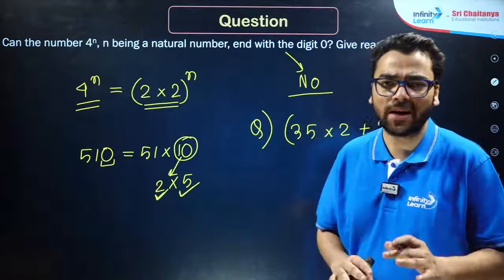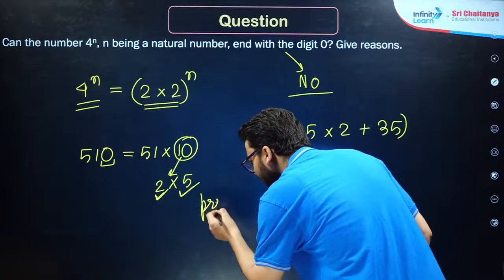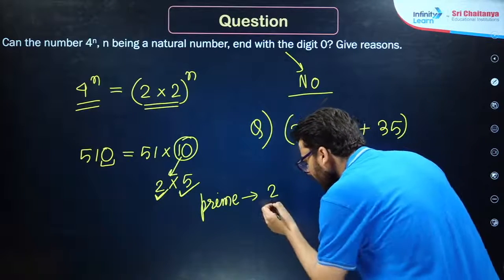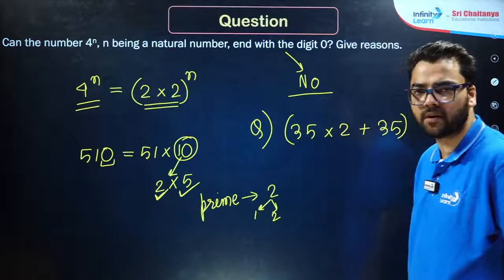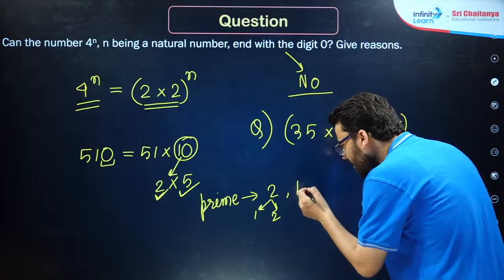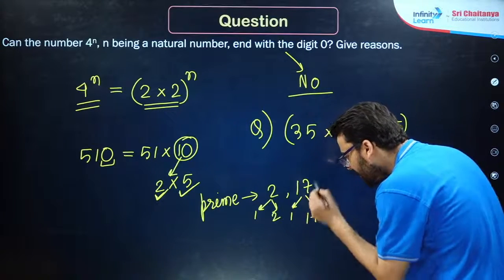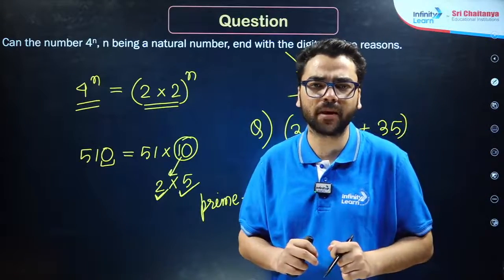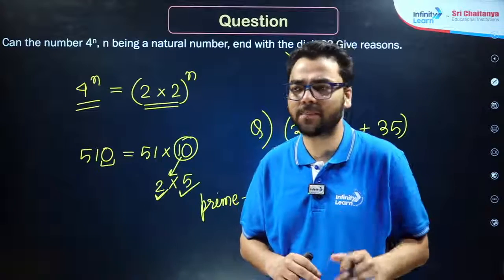Prime number means a number having only 2 factors. For example, I'll write over here, 2 is a prime number. It is having only 2 factors, that is 1 and the number itself. For example, 17 is a prime number because it is having only 2 factors, 1 and 17 itself. So any number having only 2 factors is a prime number, that is 1 and the number itself.